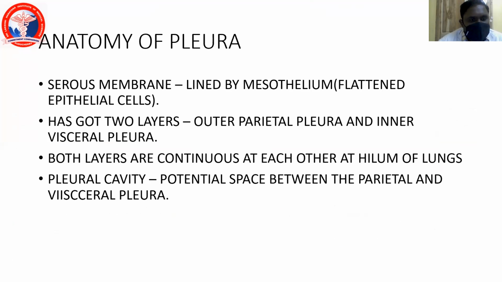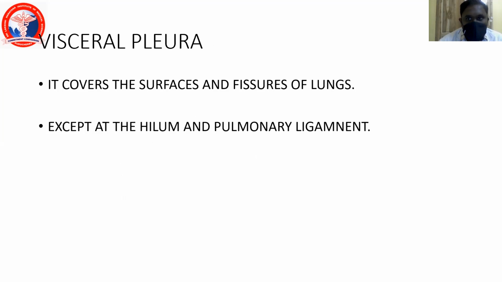Next is the anatomy of the pleura. These are serous membranes lined with mesothelium, flattened epithelial cells. It has two layers, the outer parietal pleura and the inner visceral pleura. Both layers are continuous with each other at the hilum of the lung. The pleural cavity is a potential space between the parietal and visceral pleura. The visceral pleura covers the surface and fissures of the lung except at the hilum and pulmonary ligament.